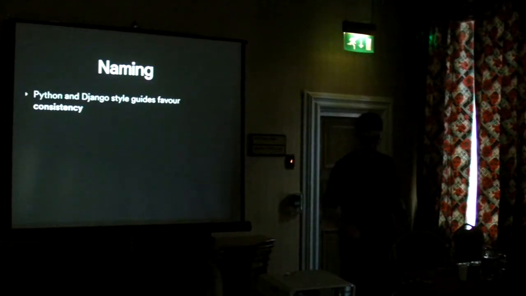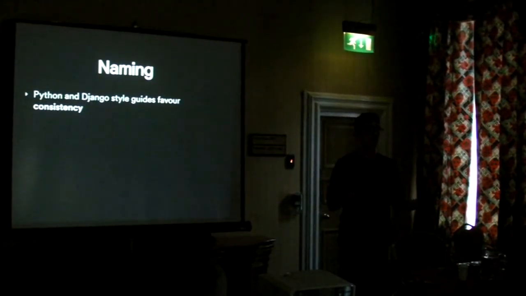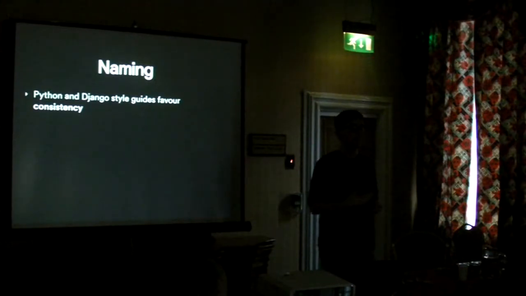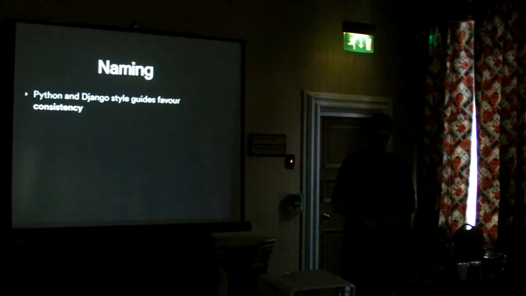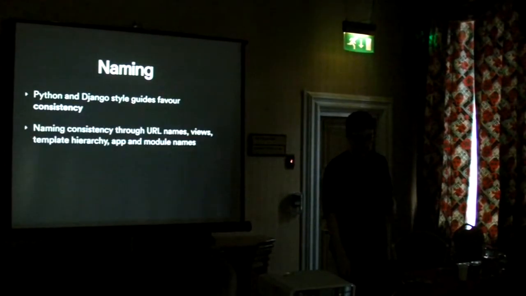So, moving on, let's talk about naming things. It's really important, as I'm sure you can imagine, to have a consistent style for naming things in a large project. Being able to effectively grep your code base is really important, particularly when you've got 100,000 plus lines of code. Being able to find every usage of a particular thing is really important. So our Python and Django style guides favour consistency.